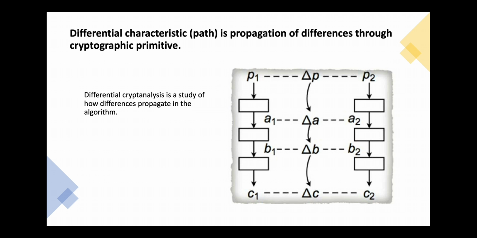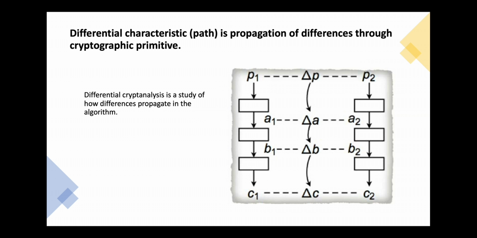Now, what is differential cryptanalysis? Here we discuss differential cryptanalysis. This is similar to linear, but here we take two inputs and pass them through cipher rounds and try to find how differences propagate through encryption algorithms. So you can see here this is one plain text P1 and this is another plain text P2, and we are trying to find how the difference of both are propagating through cipher round.